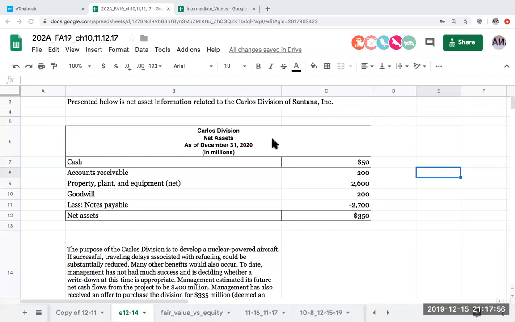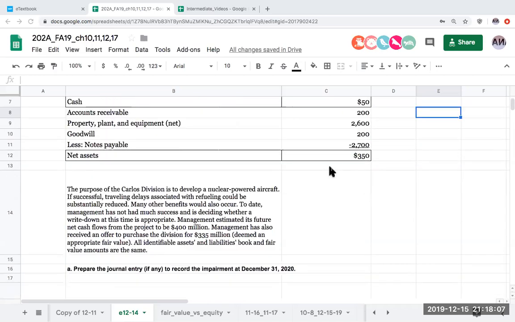I'm doing a little bit of a makeup session here for my intermediate accounting class because I had a brain flatulence and I couldn't remember something. So here we have an impairment of goodwill question.